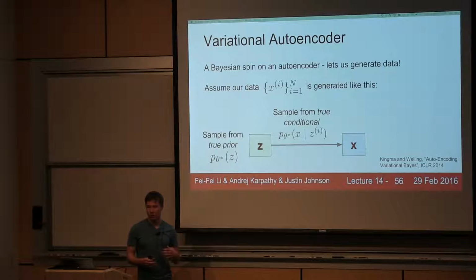So we assume that there exists out there in the world some prior distribution which is generating these latent states, Z. And we assume some conditional distribution, so that once we have the latent states, we can sample from some other distribution to generate the data. So the variational autoencoder imagines that our data was generated by this pretty simple process. First we sample from some prior distribution to get our Z. Then we sample from this conditional to get our X.